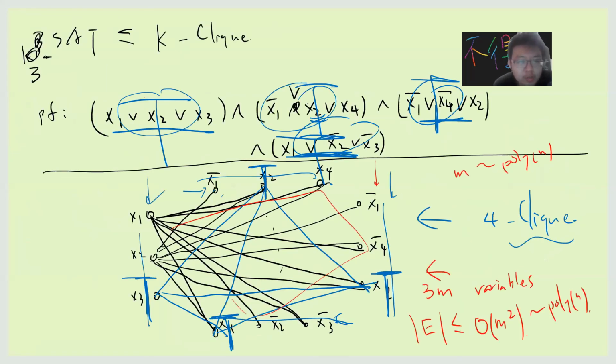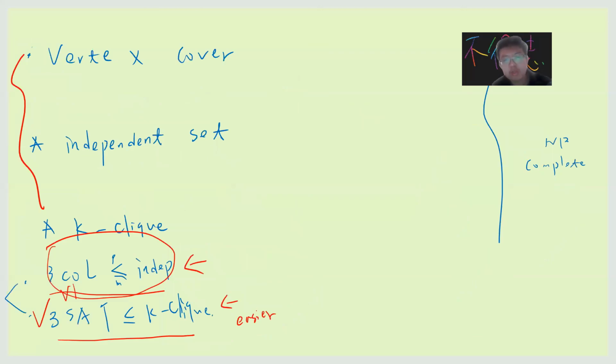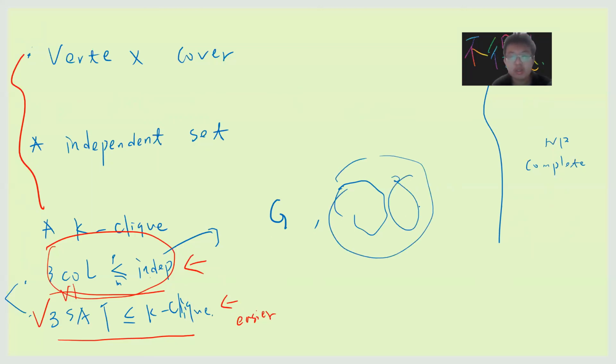So now I think we proved this one, because three-coloring can go to independent set. For example, if one can solve the largest independent set, one can easily do this. Somebody gives a graph, and if one can solve the largest independent set, then you can check that the rest of the graph is bipartite, and this is just polynomial time. So three-colorability can be reduced to independent set.